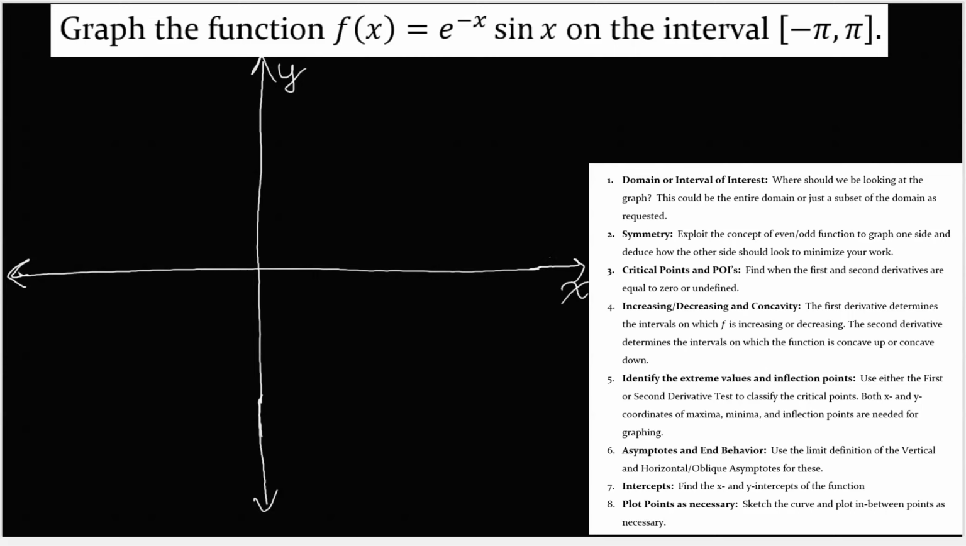This is a video on graphing functions, specifically in a unit after the first and second derivative. So we're going to learn what the first and second derivative would tell us about a graph so that we can sketch this function. This function is f of x equals negative e to the negative x times sine x. With the negative exponent, we can rewrite it as sine of x over e to the x.